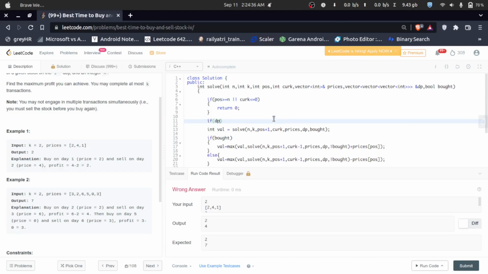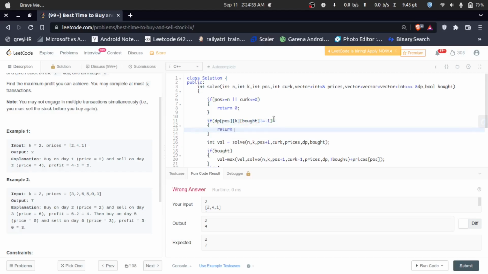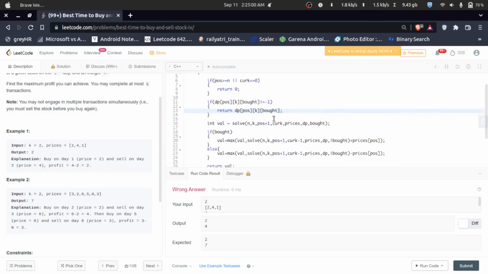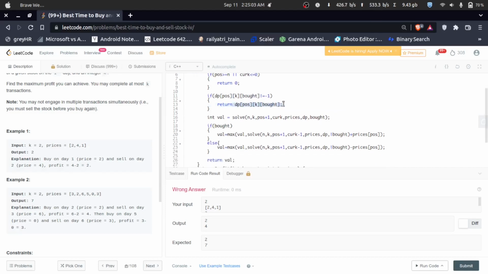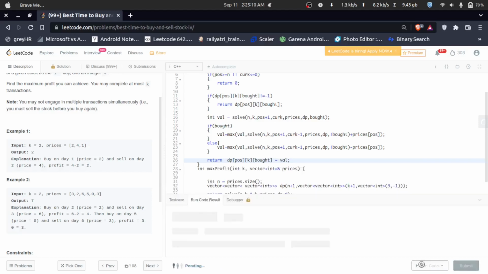If dp of position of k and the bot is not equal to minus 1, in that case that will return that value. dp of position of k bot, return that value, that one. Let me check there.